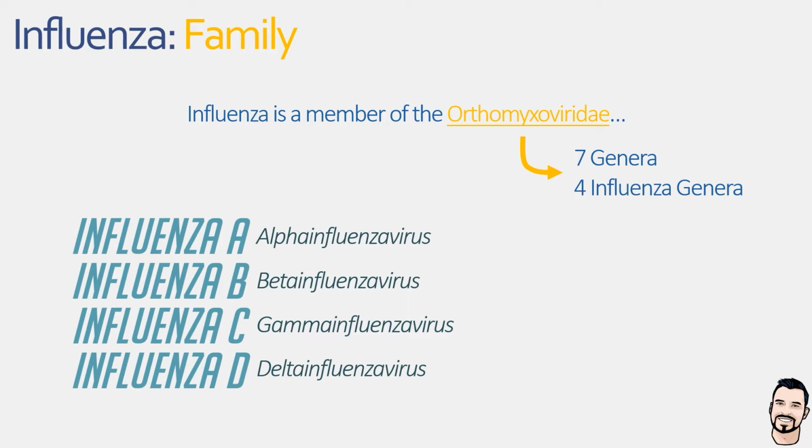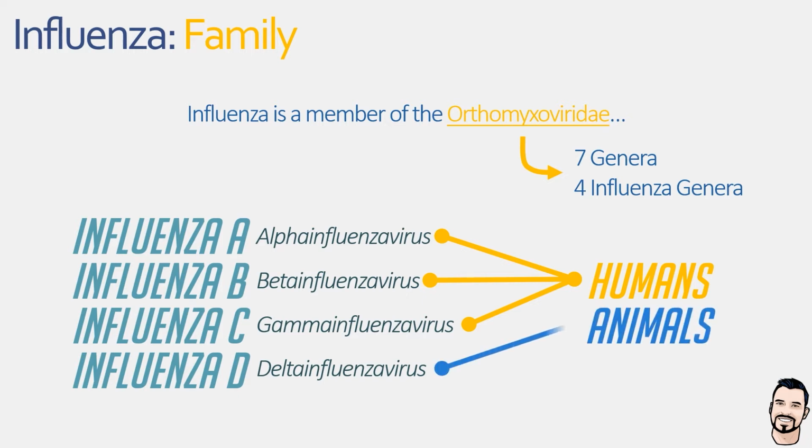You see, the number depends on who or what we consider to be hosts for the virus. When 3 genera are noted, they are right in that only 3 of the 4 genera, that's influenza A, B, and C, are able to cause infections in humans. Influenza D, on the other hand, is unable to cause infections in humans and is therefore sometimes forgotten. Instead, influenza D is capable of infecting animals, predominantly pigs and cattle.